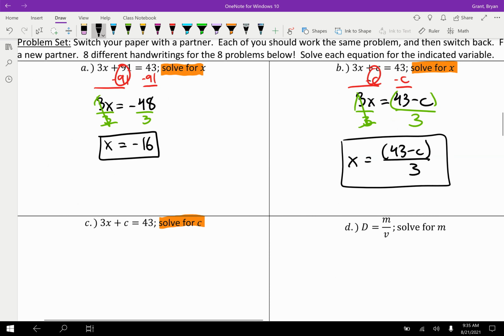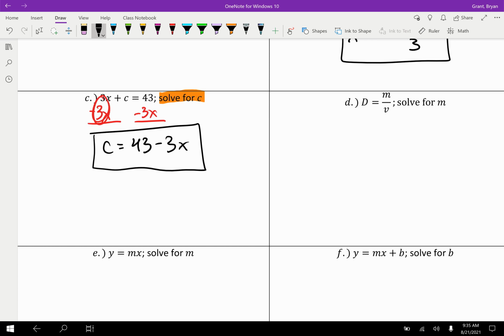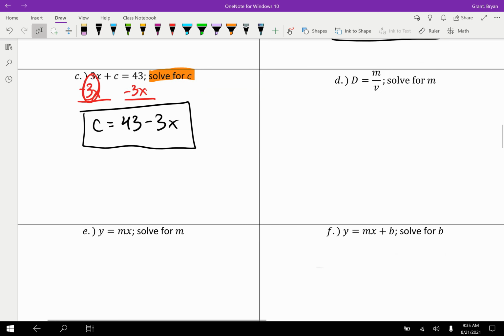Let's look at part C, which is actually still very similar to A and B, but this time they're asking us to solve for the variable, or the letter C. If we're solving for C here, let's think about what's attached to C. I only see, no pun intended, 3x adding and nothing multiplying. So I think all I need to do here is actually undo the addition of 3x with subtraction. And that gives us C equals 43 minus 3x. They asked us to solve for C. I think C is solved for. C is isolated. We're done. Even fewer steps. Excellent.